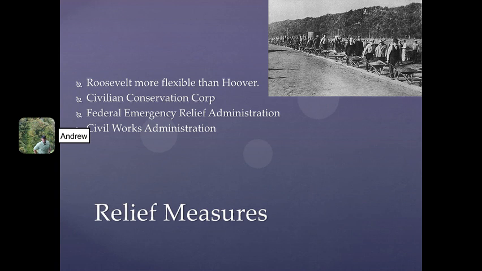Relief measures, all right. Unlike Herbert Hoover, who found any sort of direct government involvement in helping the unemployed as kind of against his mandate, Roosevelt went at it wholeheartedly. What he's going to do is pass a series of things: the Civilian Conservation Corps, the Federal Emergency Relief Administration, the Civil Works Administration. They're all going to be passed with this idea of putting people to work to build public things, like the Public Works Administration, which we'll see eventually, and the Tennessee Valley Authority, and all this sort of stuff.